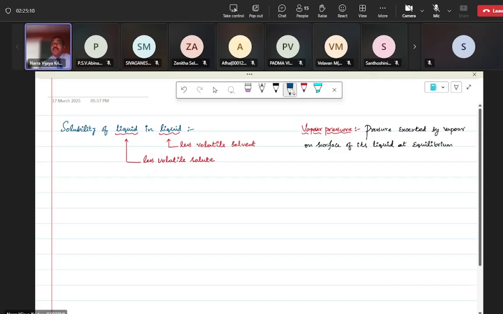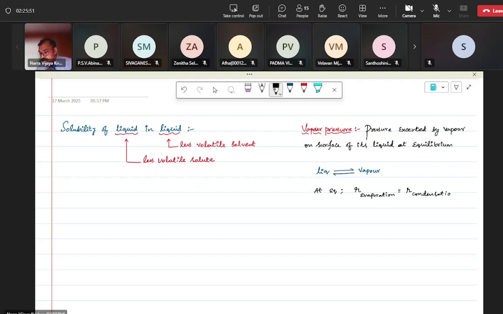So I am writing it in simple words. Liquid is trying to convert into vapor. At the same time, vapor is also trying to convert into liquid. At a certain point, every reversible reaction reaches equilibrium after a certain time. So this also reaches equilibrium after a certain time. It is reaching equilibrium after a certain time means what happens? At equilibrium, rate of evaporation is equal to rate of condensation, or we call it rate of precipitation.